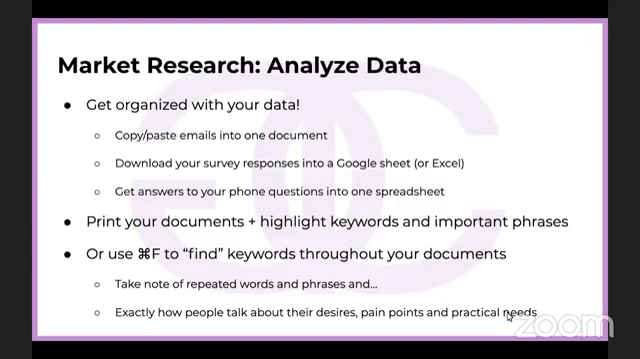Here's what we suggest. First, keep it simple. Copy and paste all the emails that you got into one document. Download all of your survey responses into a single Google sheet. If you did a Google survey, it's like a click of a button. It's super easy. Get the answers to your phone questions into one spreadsheet. Hopefully you were doing that along the way because we suggested that early on. But get all of it organized and in one place.